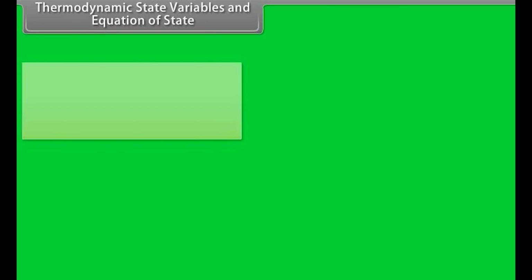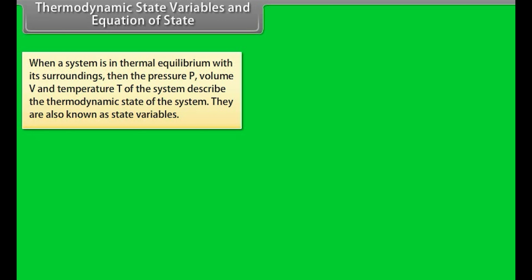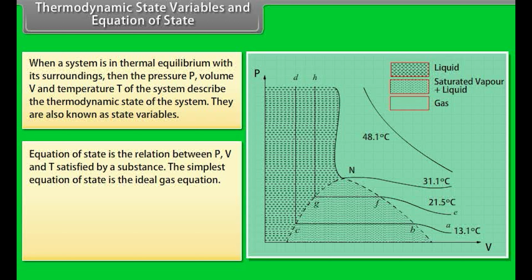Thermodynamic state variable and equation of state. When a system is in thermal equilibrium with its surroundings, then the pressure P, volume V, and temperature T of the system describe the thermodynamic state of the system. They are also known as state variables. Equation of state is the relation between P, V and T satisfied by a substance. The simplest equation of state is the ideal gas equation.